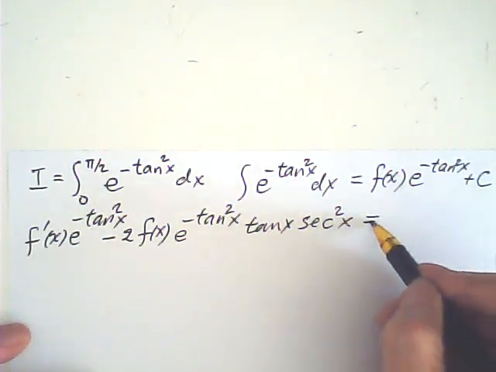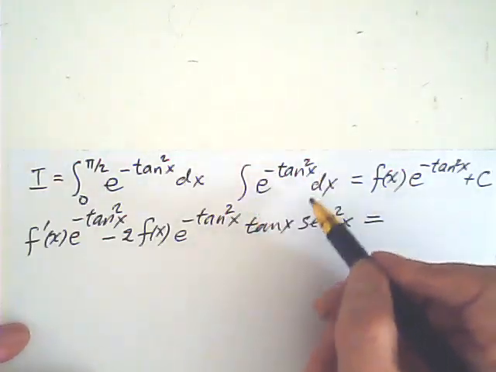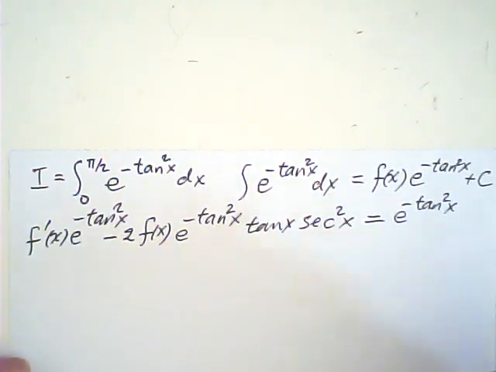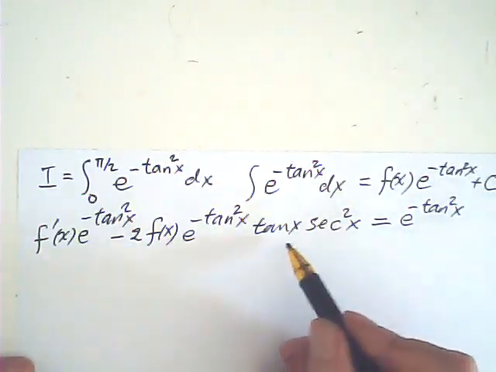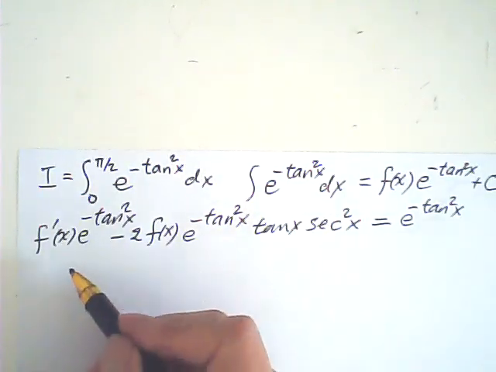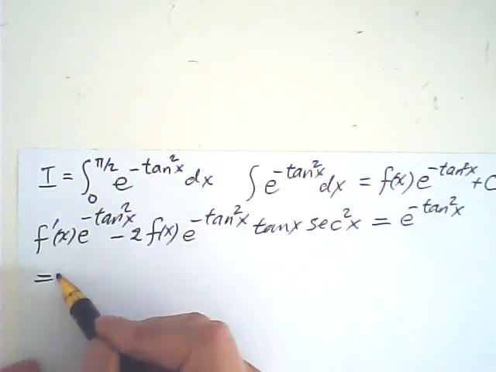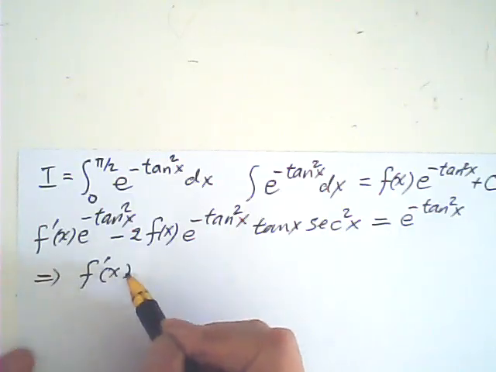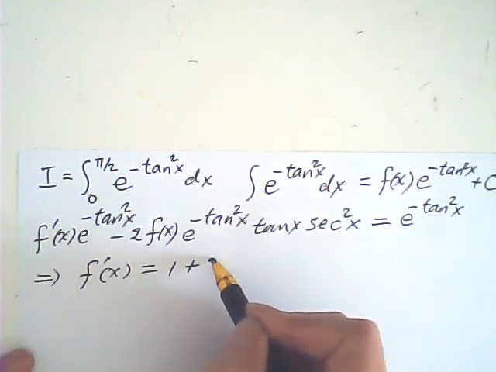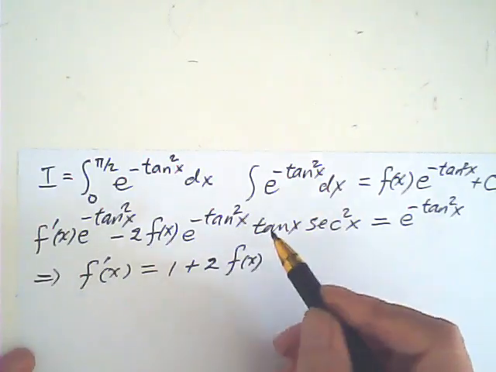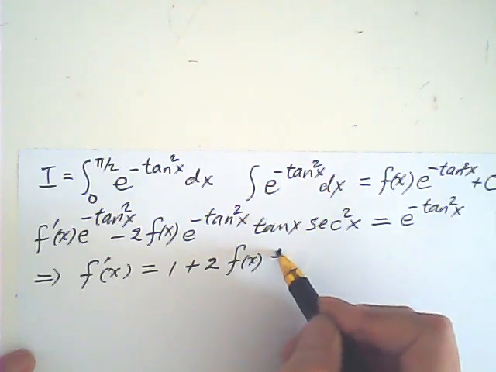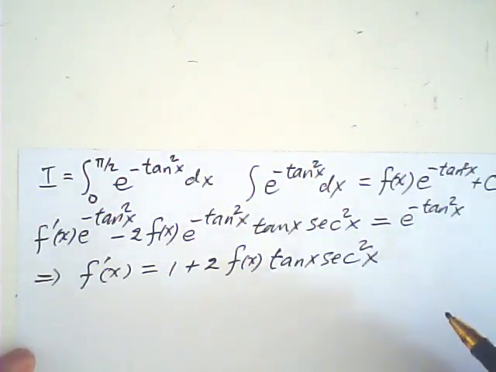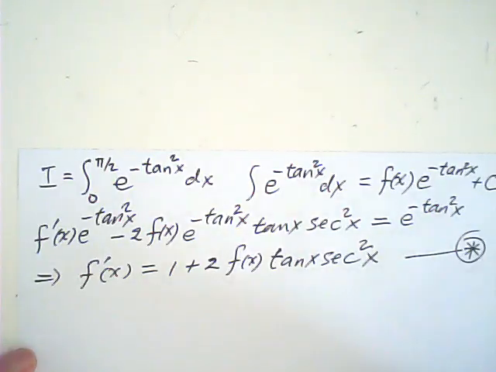Yeah. And it is equal to the derivative of the left side with respect to x, that is e to the negative tangent squared x. So then I cancel the common factor. I get f prime of x is equal to 1 plus 2 tangent x secant squared x. Well, I call this one the star equation.